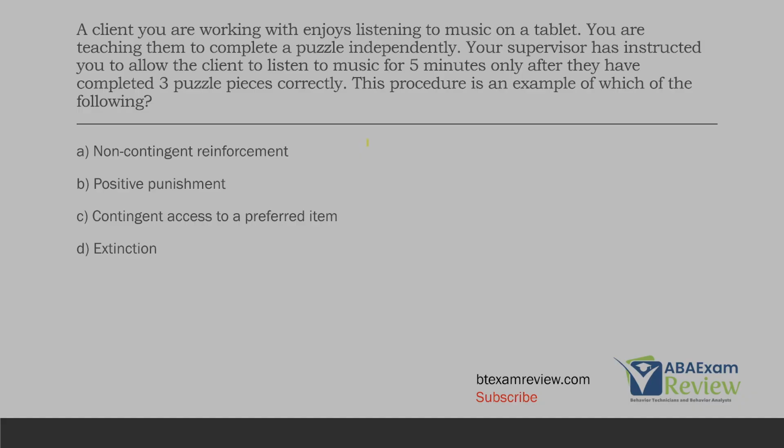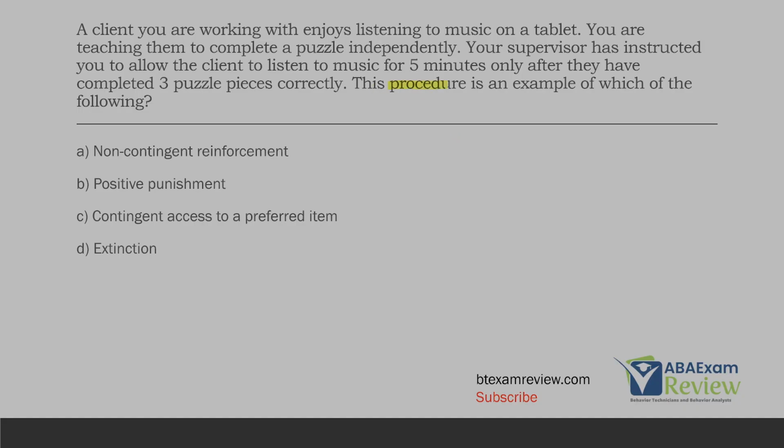A client you're working with enjoys listening to music on a tablet. You're teaching them to complete a puzzle independently. Your supervisor has instructed you to allow the client to listen to music for 5 minutes only after they have completed 3 puzzle pieces correctly. This procedure is an example of which of the following?